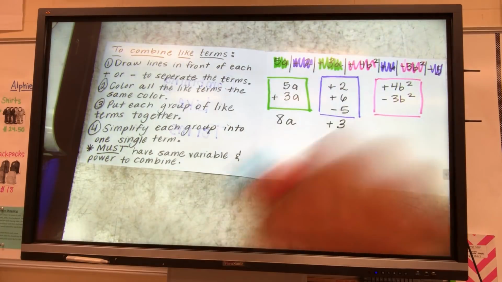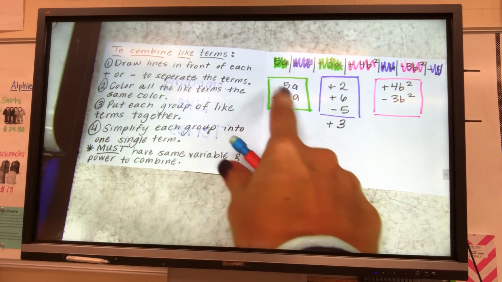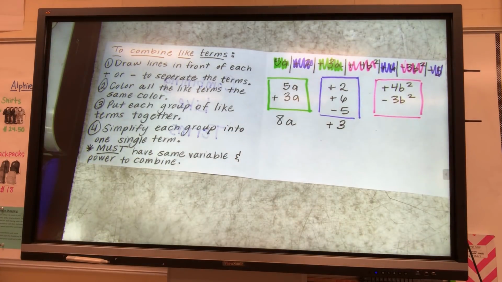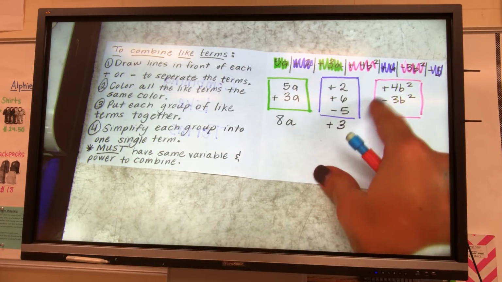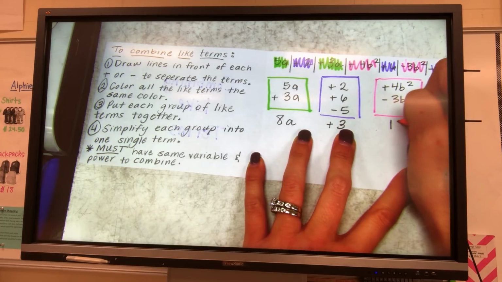Now for our last group over here, we have a positive 4b squared and a negative 3b squared. So let's think about it this way. So 4, you can put any object to it. We just want to make sure that we're keeping the variable. It never goes away. You can't just drop it off. So 4 minus 3 gives me 1. Keep the b squared.